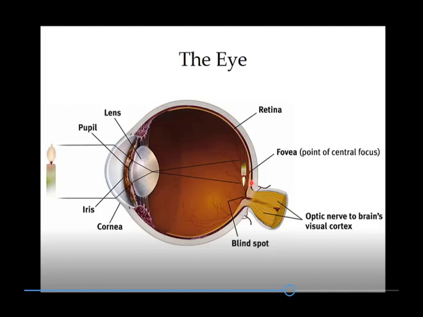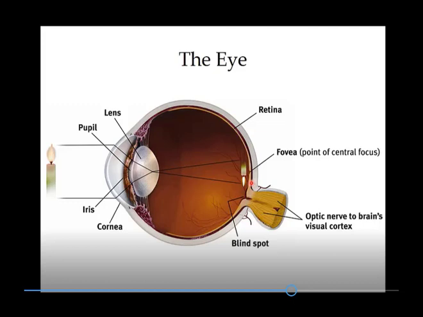So if you want to look at something and you want to see it clearly, you're probably going to turn your head to look at it. Because what happens when you turn your head is your eyes line up correctly so that the light coming off the thing you want to see directly hits that fovea. The fovea has the clearest vision.